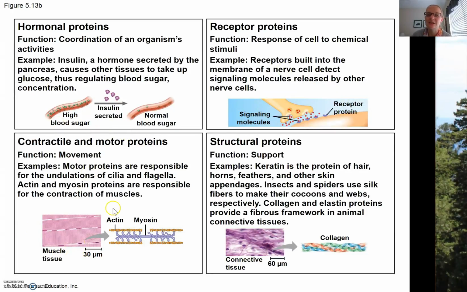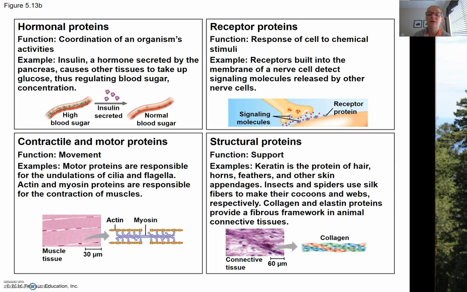What are we on? 7. Our 7th function of proteins down here, we have our contractile and our motor proteins. So these are going to participate in movement. This can be movement of material on the inside of a cell. It can be movement of the cell itself. It can be movement of tissues within organisms, for example. Typically, you're going to have some sort of motor protein that actually does the moving.